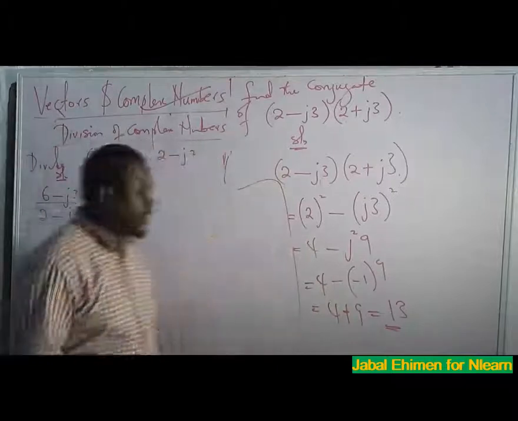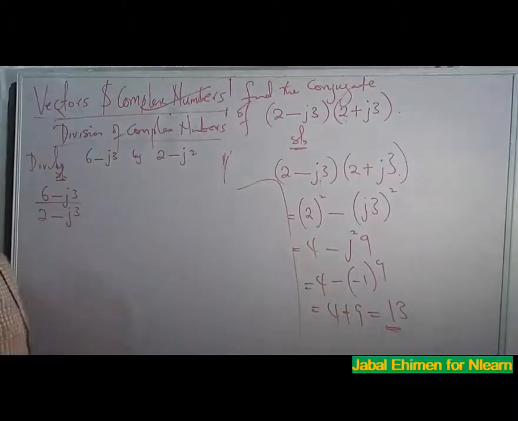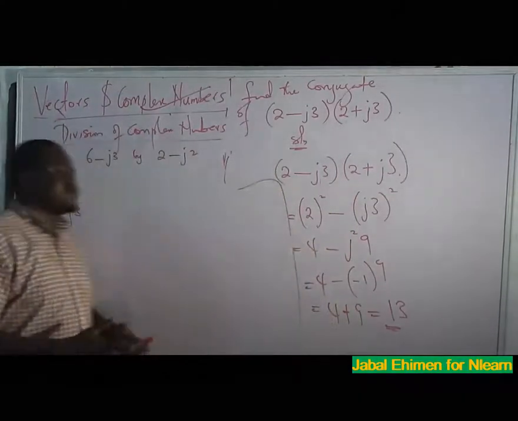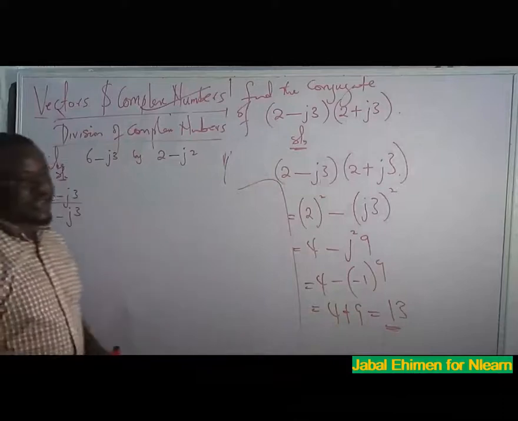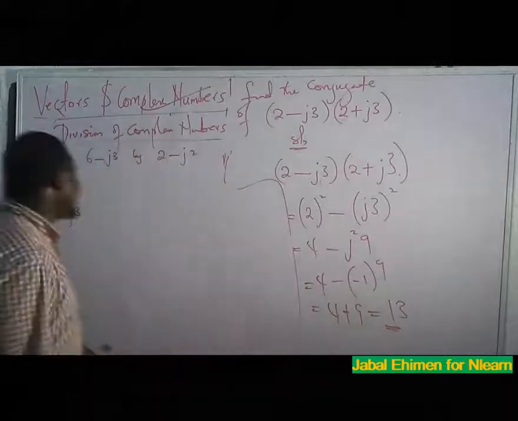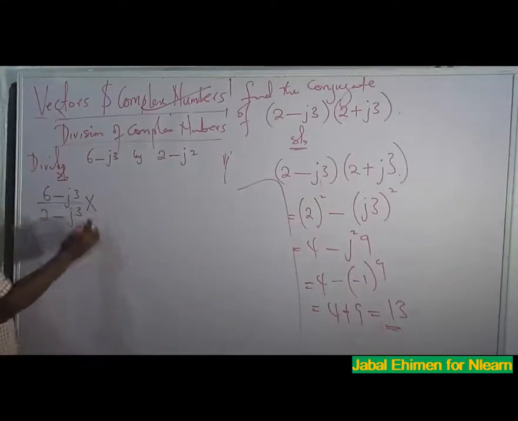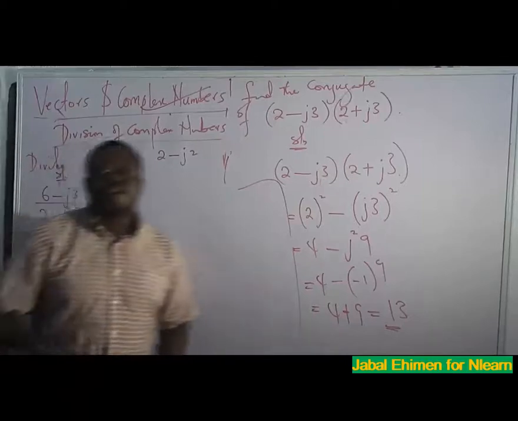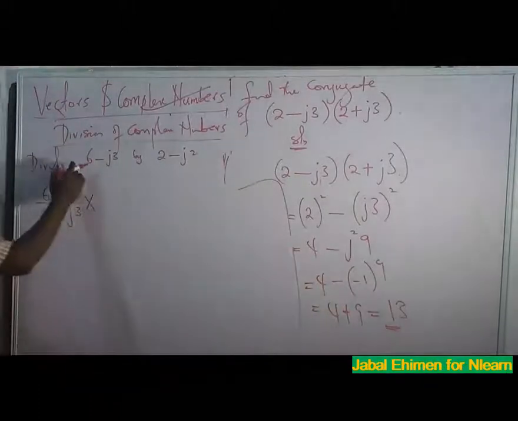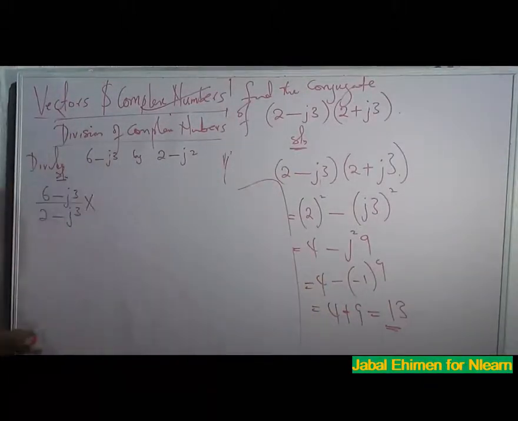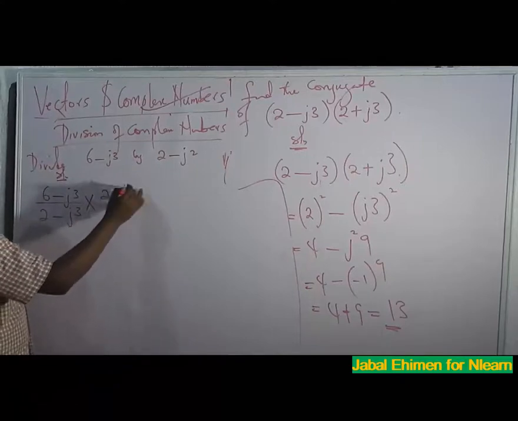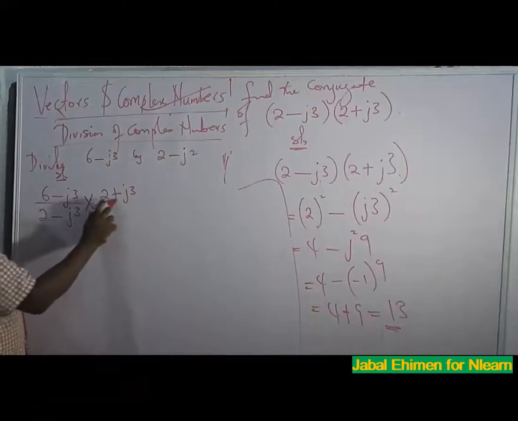You divide, normal division. Now, when you do that, the first thing you are going to do is to what? Rationalize. When you rationalize, rationalization means that you multiply the numerator and the denominator by the conjugate of the denominator. So from here, what do you get? You have 2 plus j3. It's minus, it now becomes what? Plus.